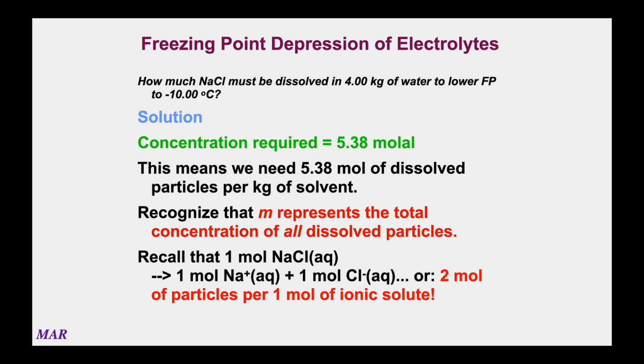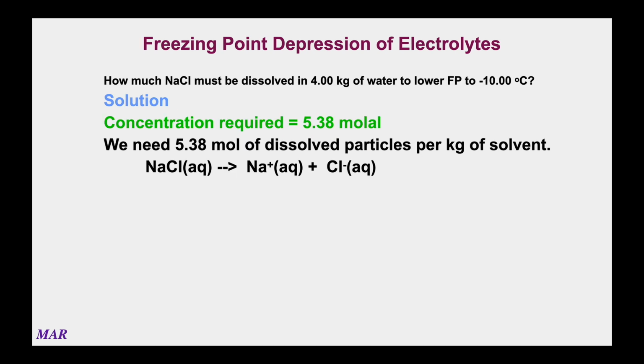If you had something like magnesium chloride, MgCl2, that would break up into Mg2+ and 2 Cl−. You would have 3 moles of particles per mole of ionic solute. So with ionic compounds, you must think about the number of ions, and that's going to reflect itself in these calculations. Back to sodium chloride. We need a total solution concentration of 5.38 molal, but that's 5.38 particles per kilogram, if you will, of solvent. There are 2 particles per mole of NaCl.